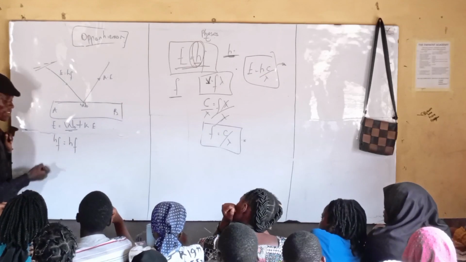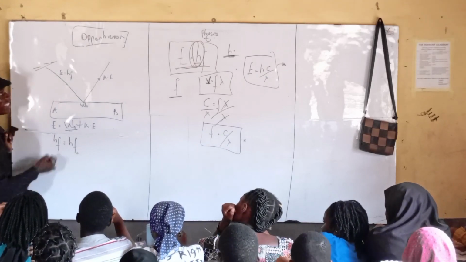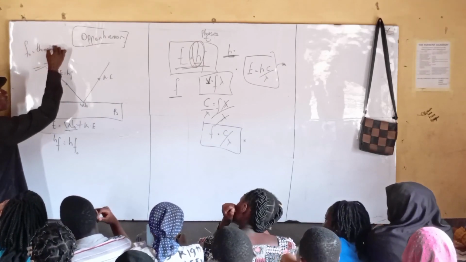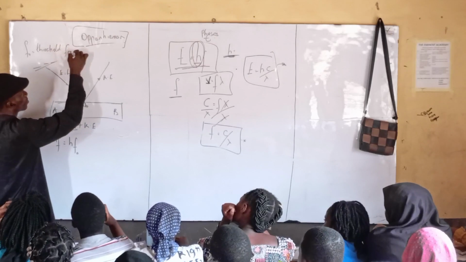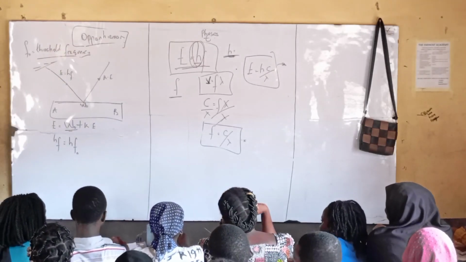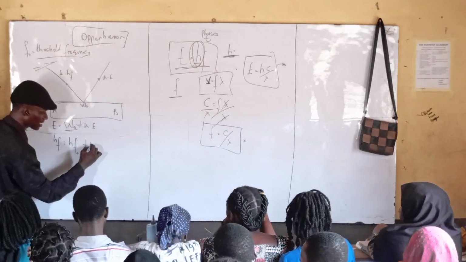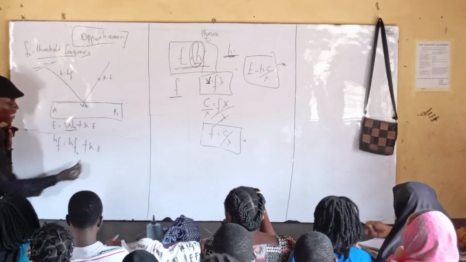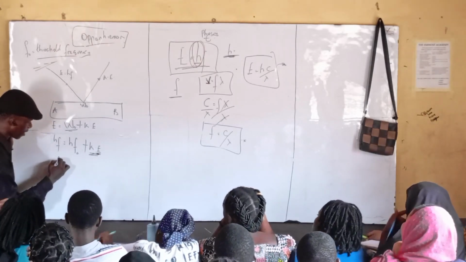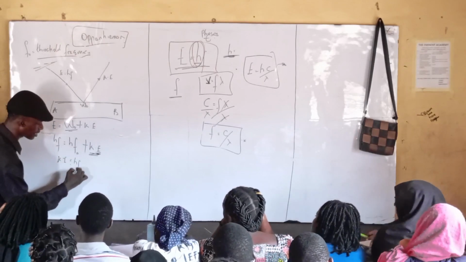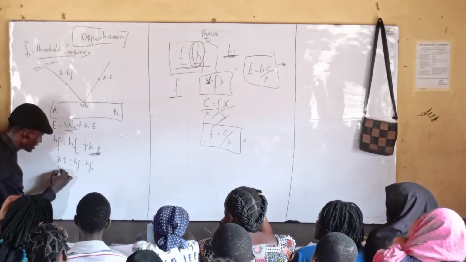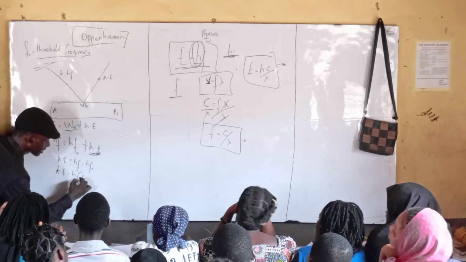But this f, the last one, is now f naught. And this f naught is called what? It's called threshold frequency. So threshold frequency plus kinetic energy. At the end of the day, can I make kinetic energy the subject of the formula? Yes. So I would have kinetic energy, because hf minus hf. Yes or no? Yes. So kinetic energy now goes to h into bracket f minus f naught.